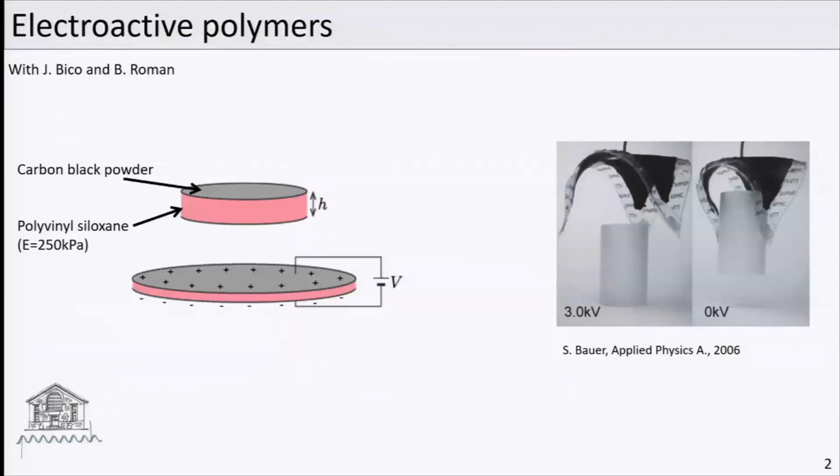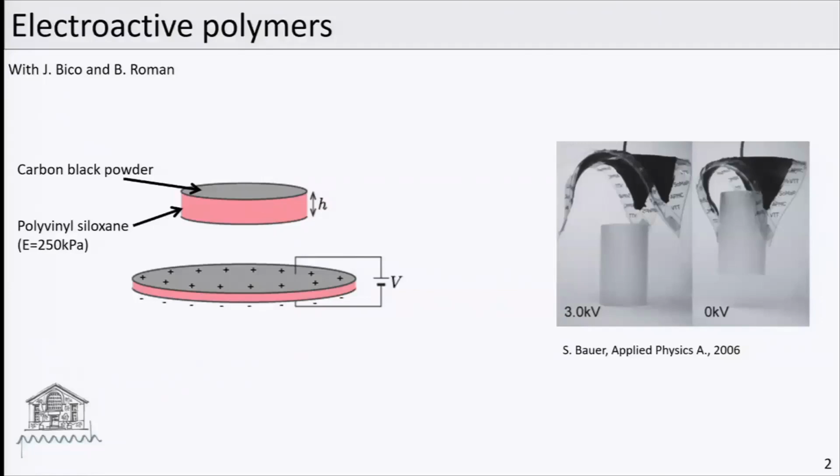This is called an electroactive polymer. This is something I studied during my PhD. It was at PMMH in Paris, under the supervision of José Vico and Benoît Roman. And an electroactive polymer, the principle is extremely simple. You have a thin layer of an insulating polymer. In that case, that's PDMS, so that's the simplest thing we could find. It's rather small. Here it's about 100 micron thick.